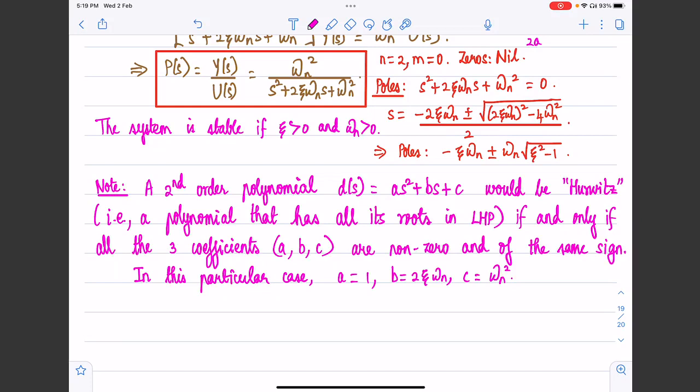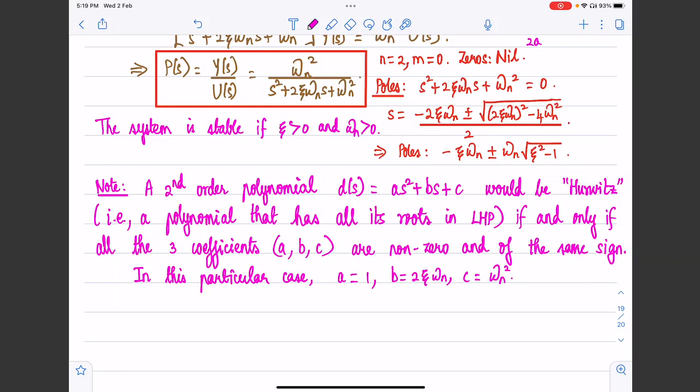Zeta and omega n should both be positive, or both can be negative. Both being negative means these are in general some fictitious system parameters. But in our case, we are dealing with a second order system motivated from vibration problems, where we know that zeta is positive and omega n is positive. So consequently, we are assured that B is going to be positive.